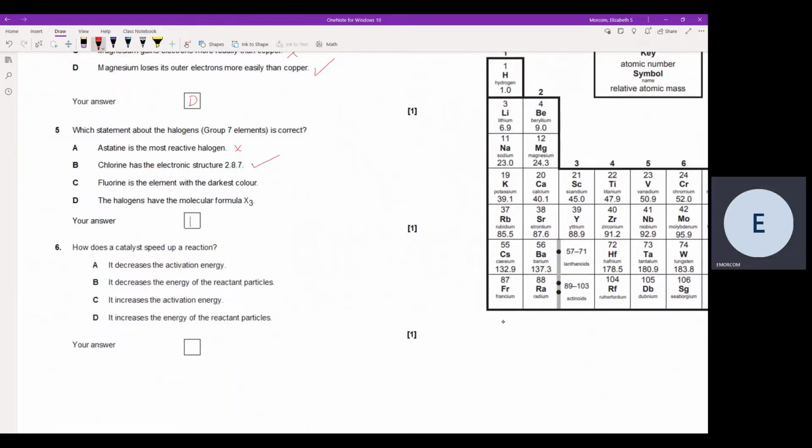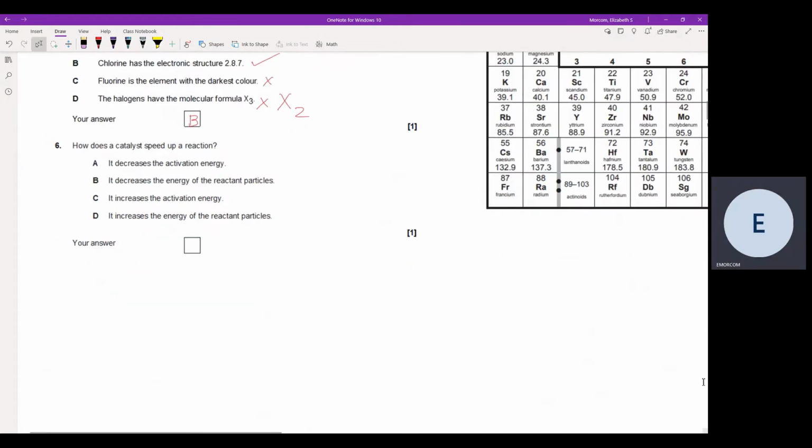Let's just have a look at the others so that we know why they're wrong. Fluorine is the element with the darkest colour. No, it's pale yellow and it's a gas. The halogens have the molecular formula X3. No, they've got the formula X2.